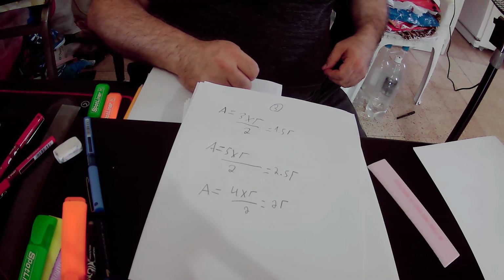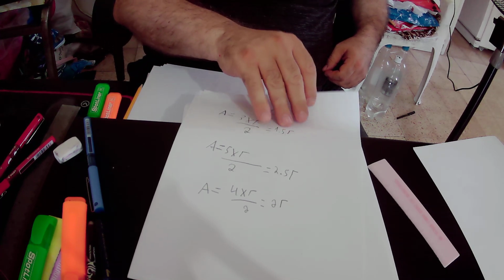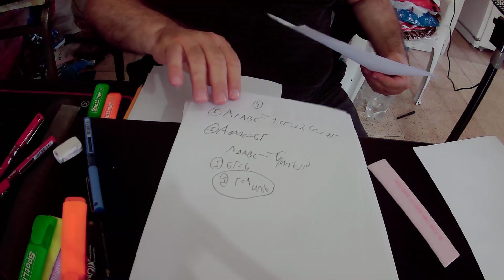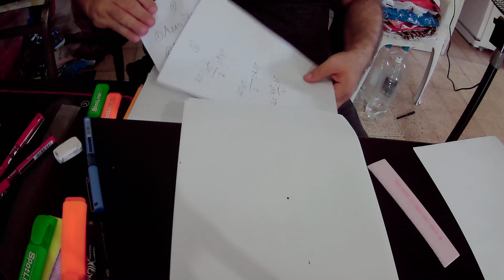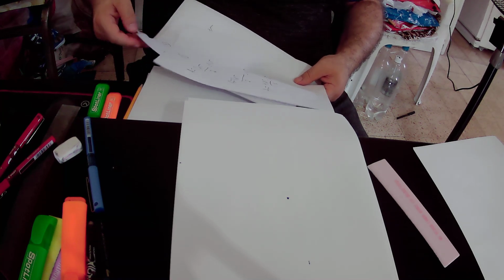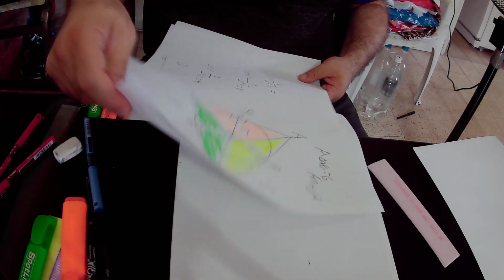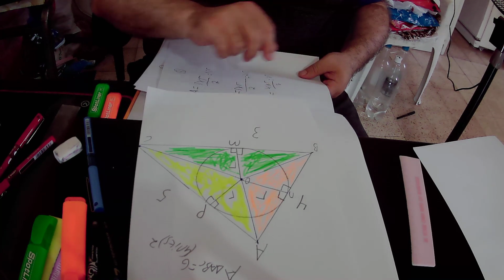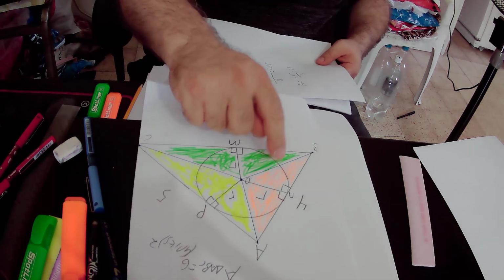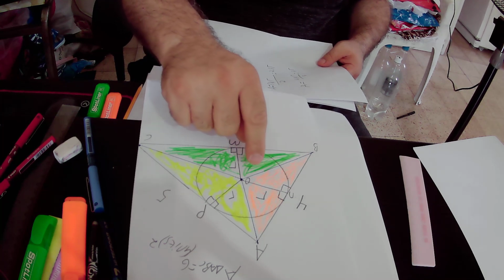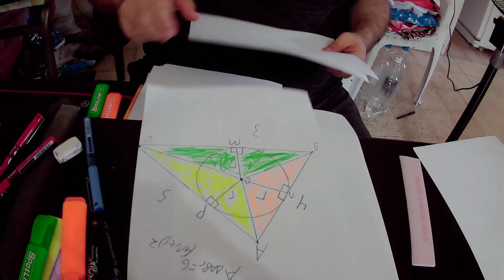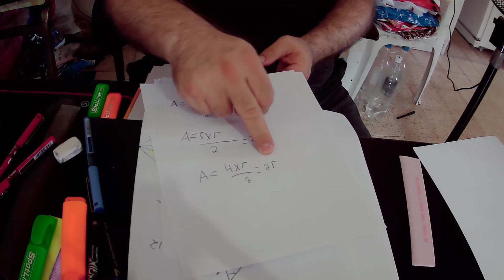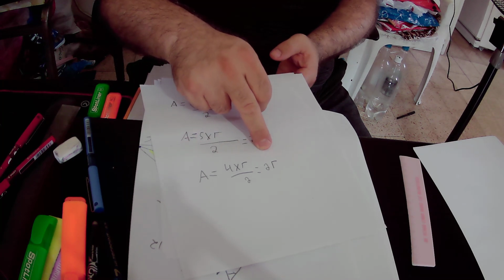Okay, so in the same way, we will calculate the area of the orange triangle. The area of the orange triangle equals the base of the triangle, that is 4 units, times the height, that is the radius, all divided by 2. So it is 4 times the radius divided by 2. 4 over 2 equals 2. So the area of the orange triangle equals 2 times the radius.